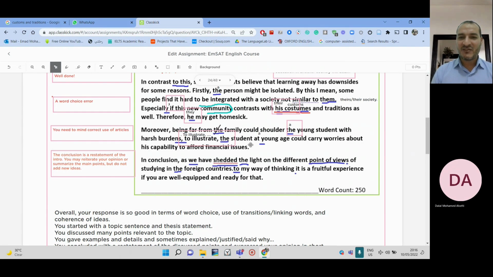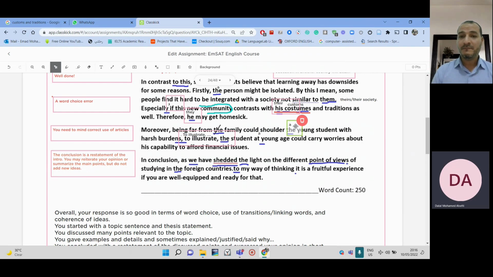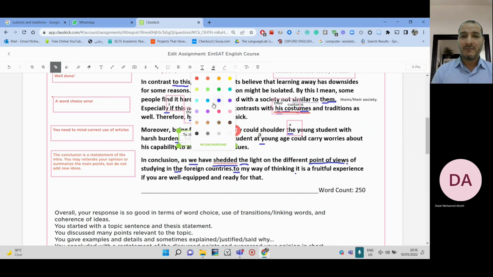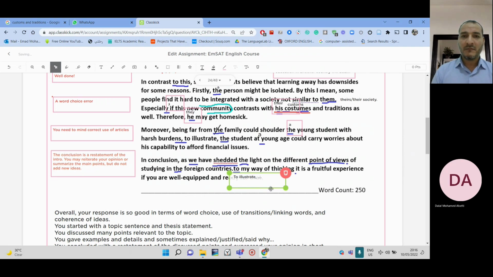So we say to illustrate a student at a young age. But you didn't add a young here. It could carry worries about his capability to afford financial issues. To afford. Just a minute, please. Sorry, I need to delete the border. Full stop and to illustrate, a student at a young age. Yes. Good, and so on.